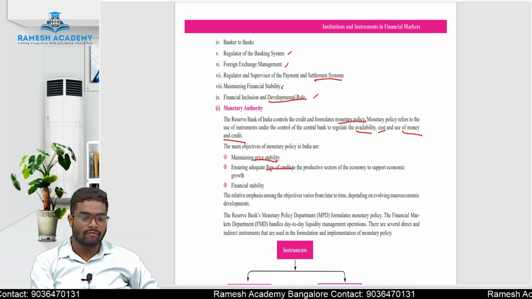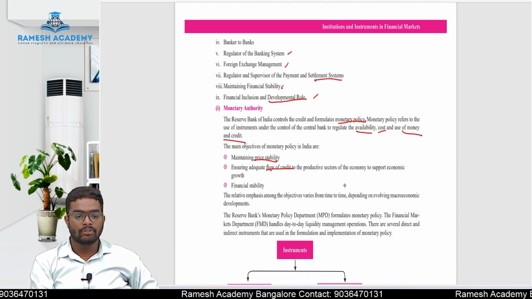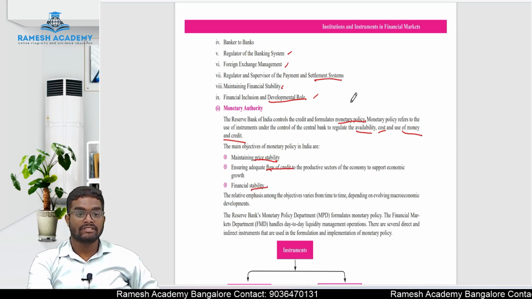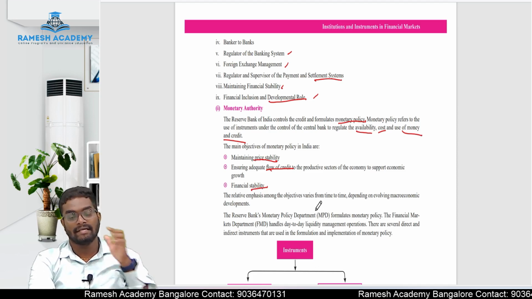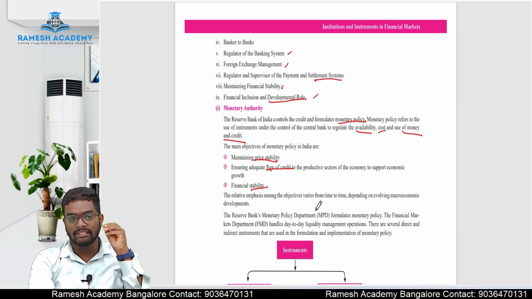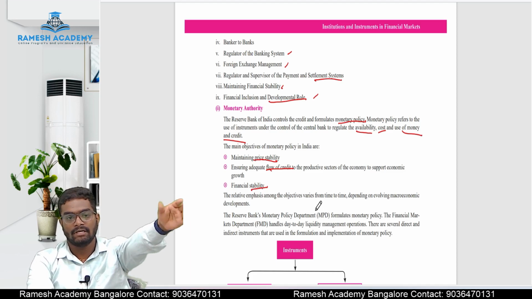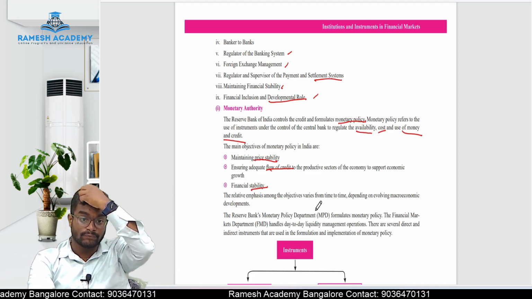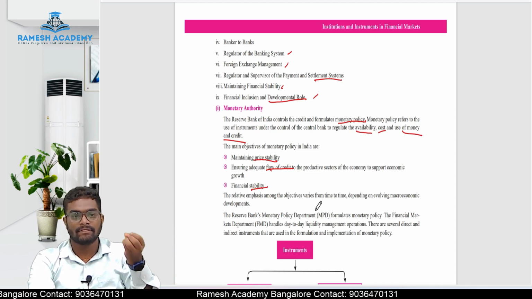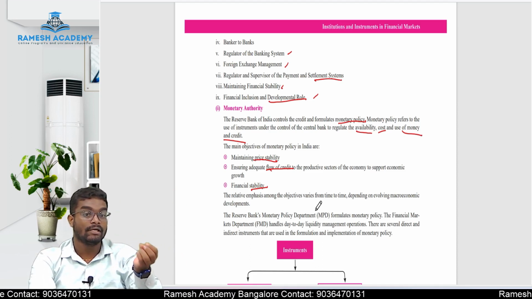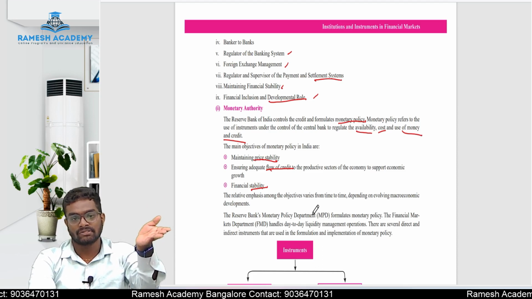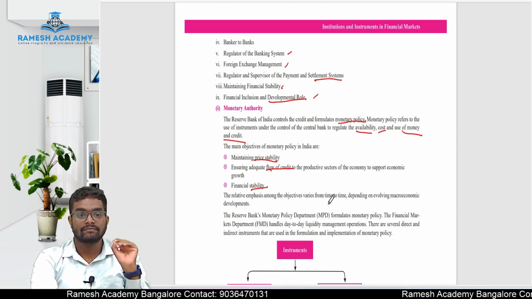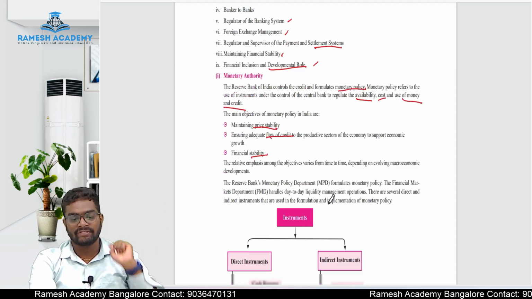Ensuring adequate flow of credit and output to the productive sectors of the economy to support economic growth and financial stability. Sometimes the bank will not be lending loans to everyone. So they will be holding the credit, because if there is an excess flow of money in the market, the value of the money will come down. If you take an example, if you have 100 rupees, you will spend only 100. If you have 1000 rupees, you will spend 1000 rupees also. So that is the reason the value of money will come down. That is the reason it will be controlling the credit through some of the instruments.